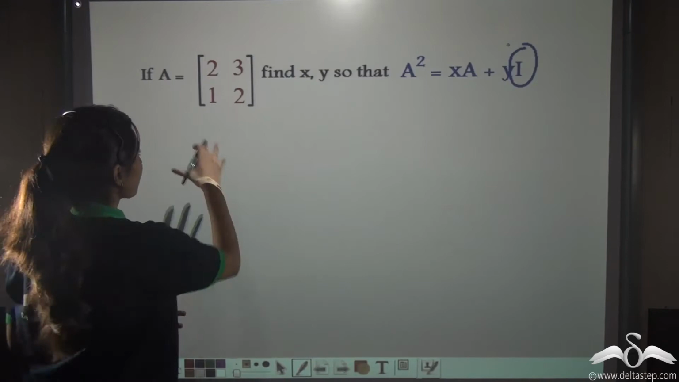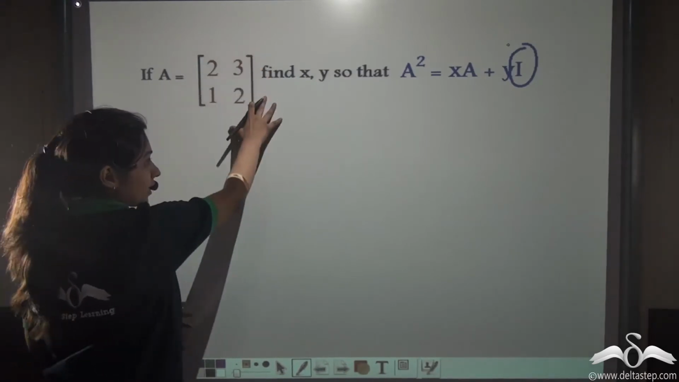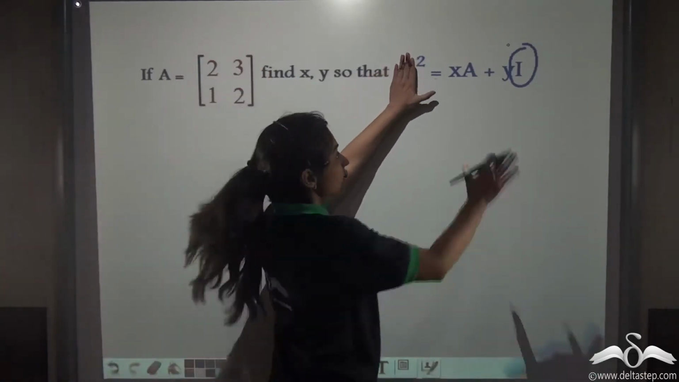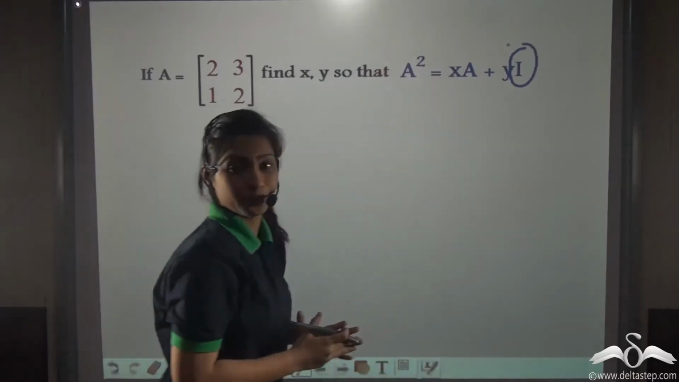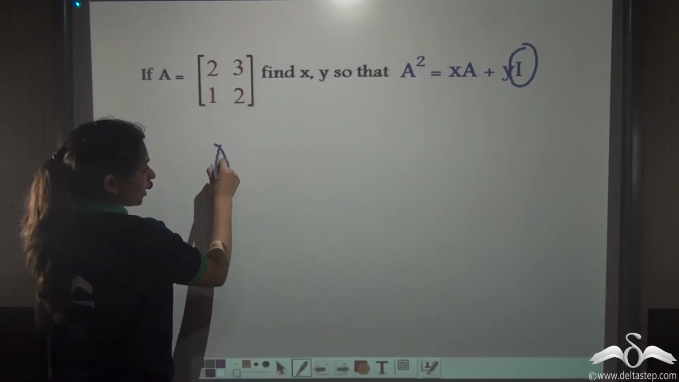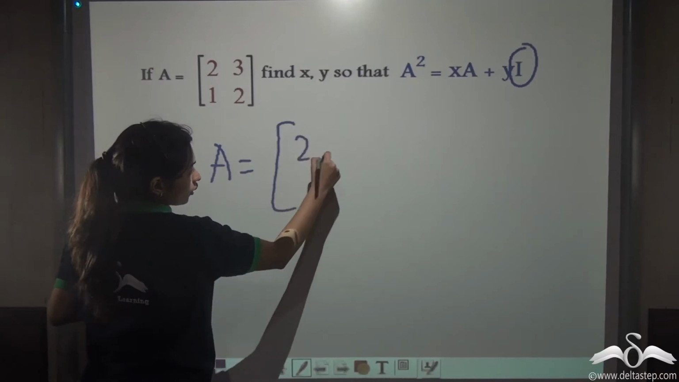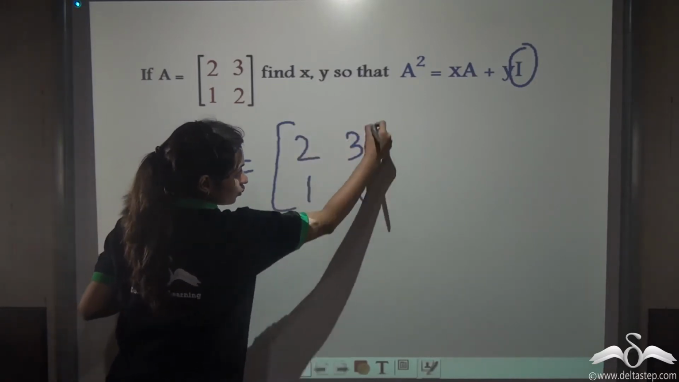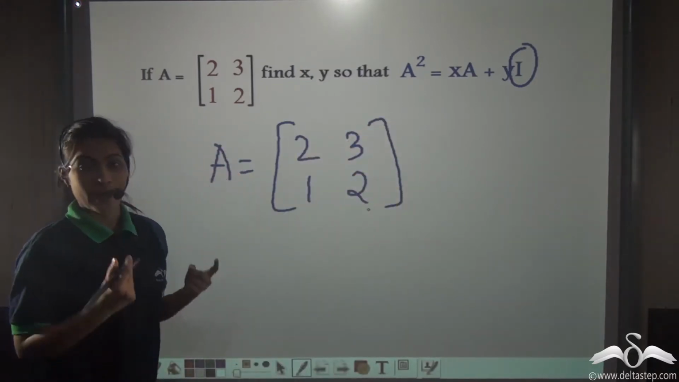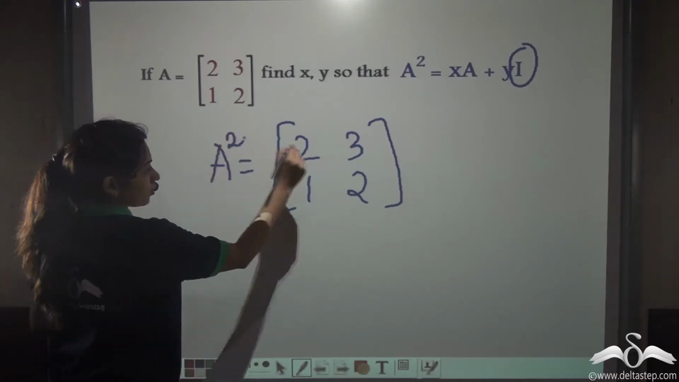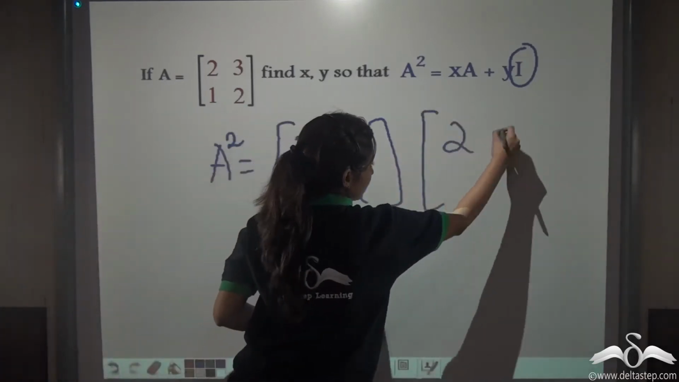I'll help you. First of all, you have been given matrix A. So, find the LHS. Let us find A squared first. How will you find A squared? A is [2, 3; 1, 2]. So A squared means what? A into A. A into A itself.